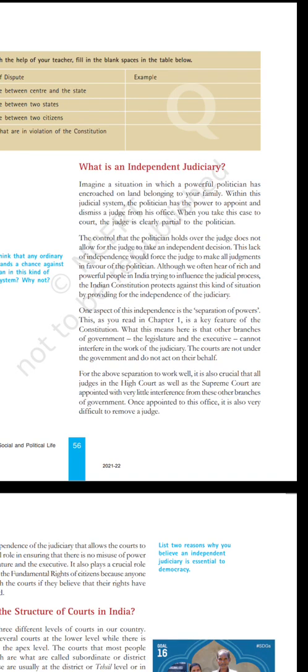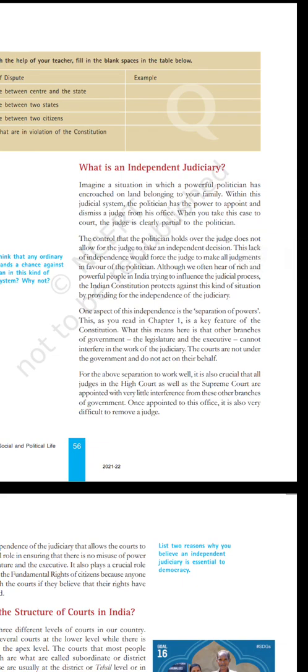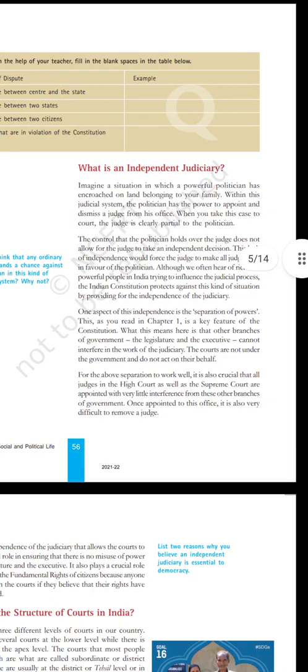Although we often hear of rich and powerful people in India trying to influence the judicial process, the Indian Constitution protects against this kind of situation by providing for the independence of the judiciary. One aspect of this independence is the separation of powers. This, as you read in chapter 1, is a key feature of the Constitution. What this means here is that other branches of government, the legislature and the executive, cannot interfere in the work of the judiciary. The courts are not under the government and do not act on their behalf.